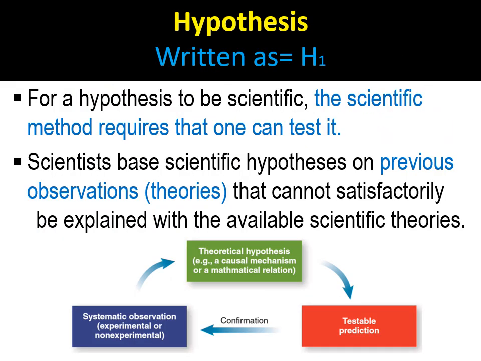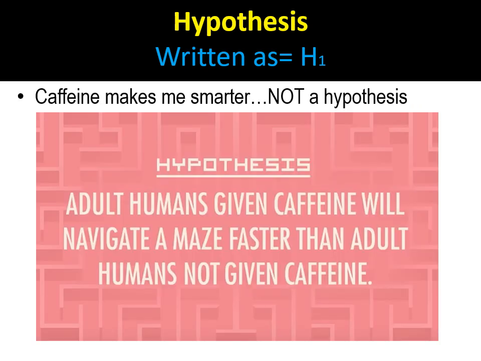So the hypothesis is written as H with an exponent of 1. That's the hypothesis. For a hypothesis to be scientific, the scientific method requires that we could actually test it. So it has to be based on previous theories, and it has to be something that we can now run a testable study, a testable prediction on.